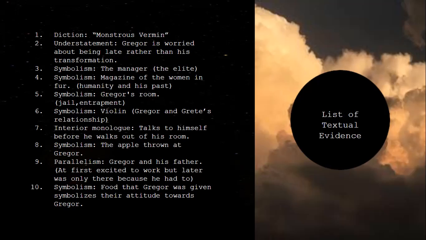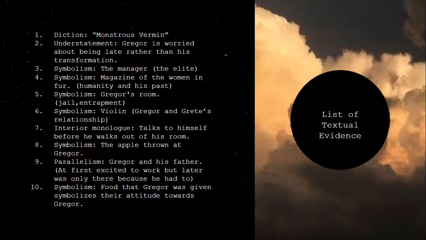Then number 5, symbolism of Gregor's room. Gregor's room symbolizes jail and entrapment, as he is literally entrapped in his room and also figuratively trapped in his room in his head, where he has to pick between sticking to the reality that he now has to live in his transformed self, or trying to return back to his previous life. Symbolism of the violin. The violin symbolizes Gregor and Greta's relationship, as it was first strong and caring, but towards the end forced and not even existent.